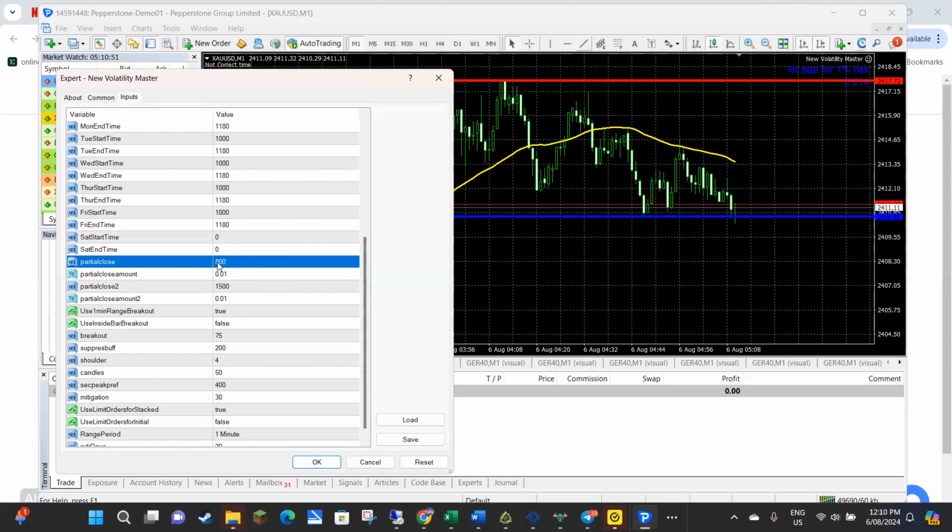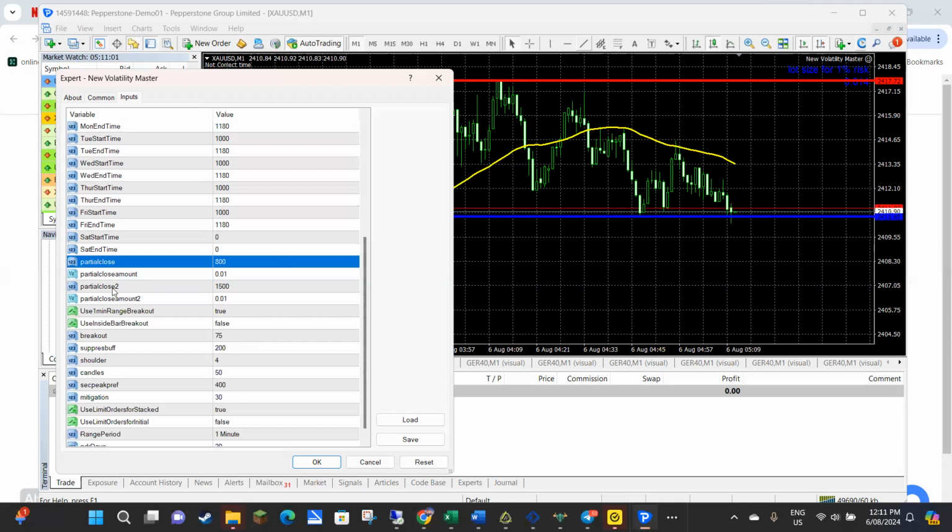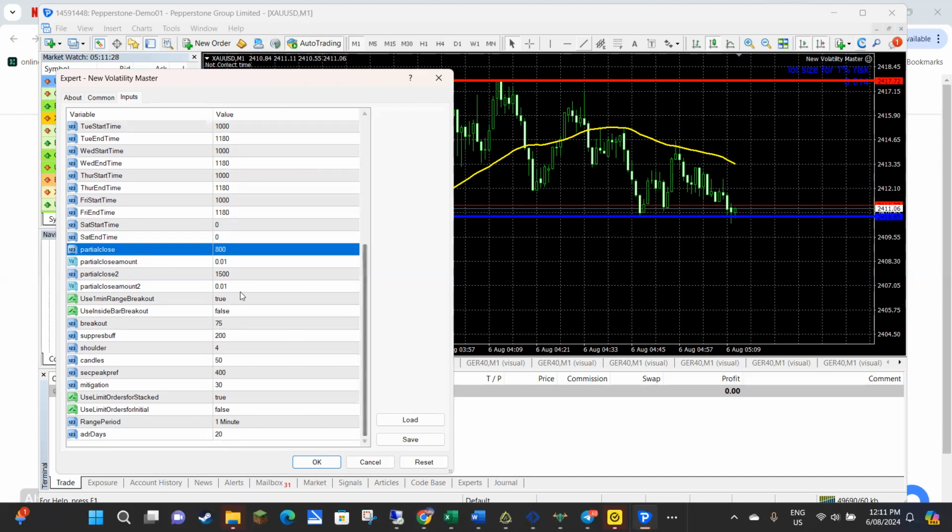And it's simply going to do that by, once that trade gets into 800 points of profit, it's going to close this lot size. And then the second partial close kicks in at 1,500 points. So once you're in 1,500 points of profit, it's going to close this amount. And I just have them set at the minimum amount by the default settings. You can increase those if you like. All of the other settings for the moment are going to be left for a different video.